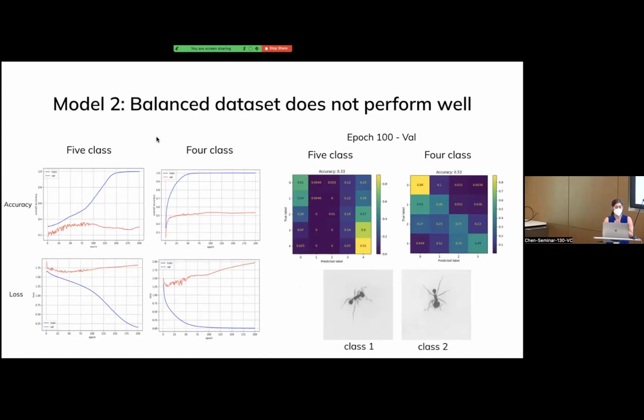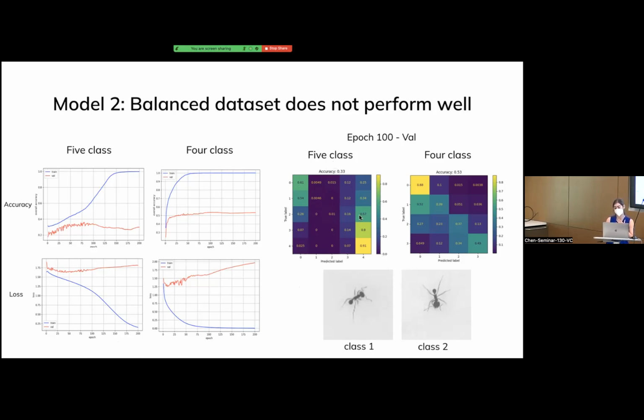So I moved on to the balanced data set, and it really struggled with this, I think just because of how similar the middle classes were. As you can see in these confusion matrices, in the 5-class model, it never predicts class 1 or 2, and just decides that it's other things.